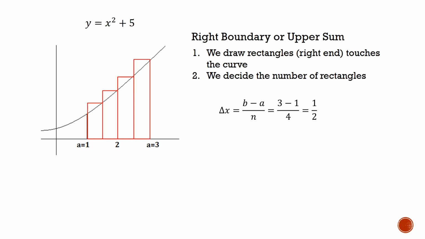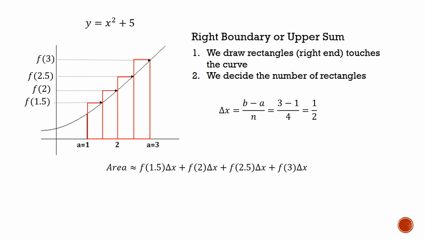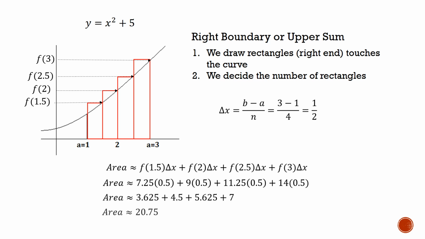Now we know the width of the rectangle. All we need now is the height. In this case, we're going to evaluate f of 1.5, f of 2, f of 2.5, and finally f of 3. The numbers are a little different from the previous example because now it's the upper sum. It's larger than the curve, versus the lower sum, which was lower than the curve. That makes sense. So we approximate the area by evaluating the height times the width of every one of these 4 rectangles. Simplify, add, and we end up with an area of 20.75.